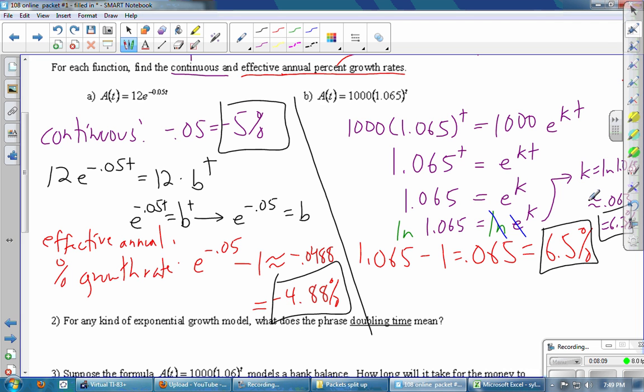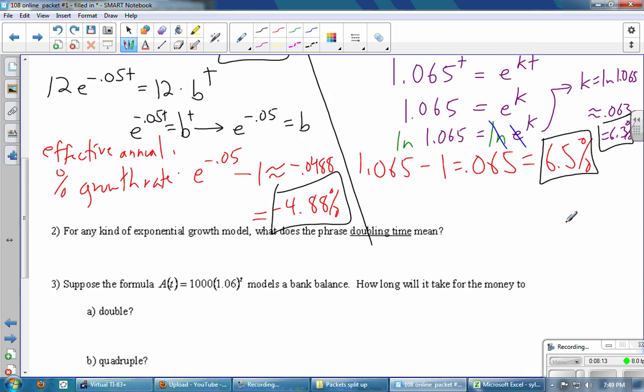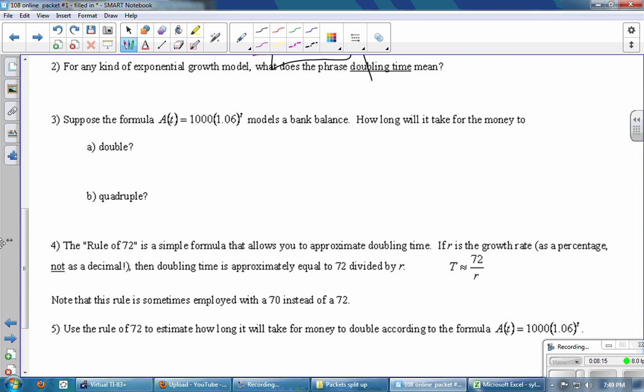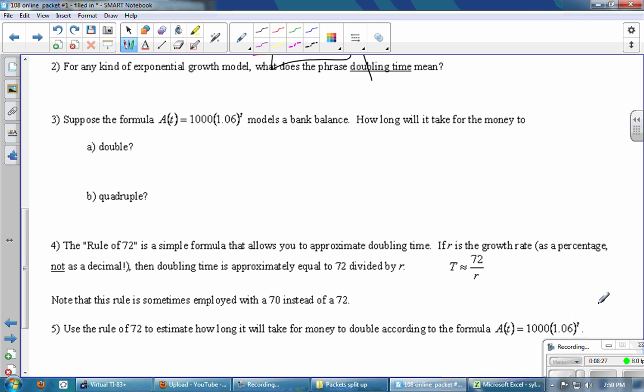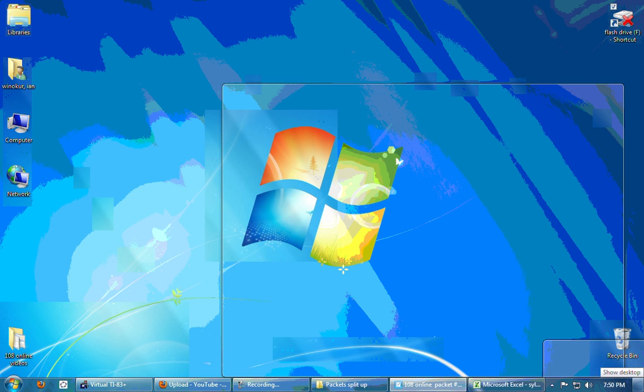Okay, moving on to number 2. For any kind of exponential growth model, what does the phrase doubling time mean? Okay, so doubling time has to do with how long it takes for something to double. So we can just write that.